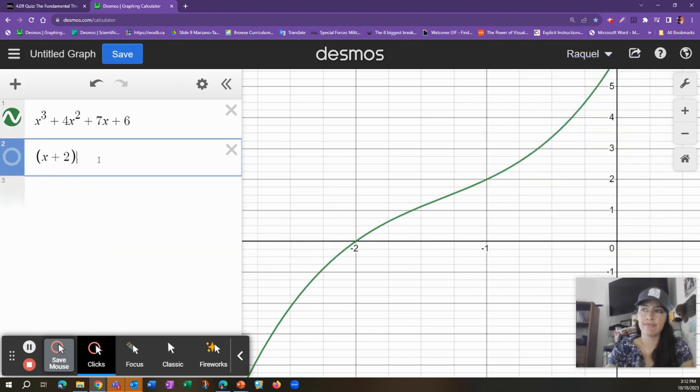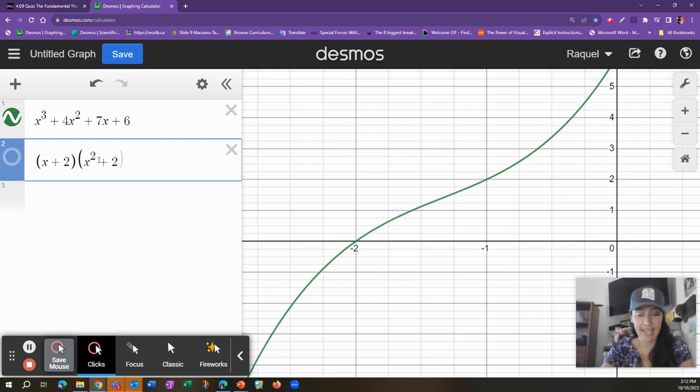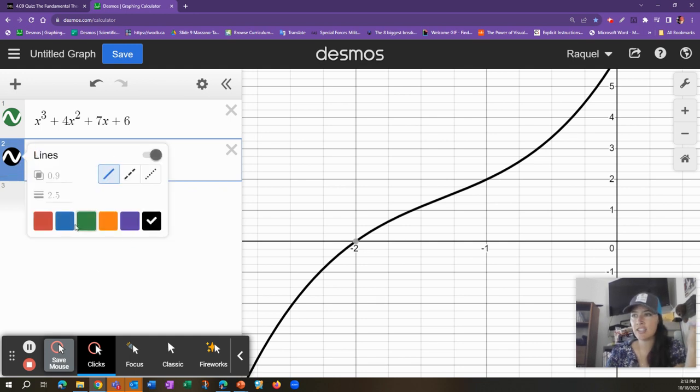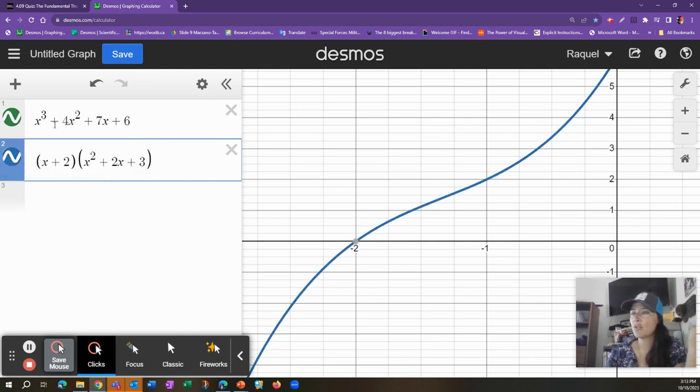Please remember that. X squared, right, plus 2x plus 3. Aha! Oh, whoa, let me turn it on. Okay, phew. Let's change this color. Let's change it to blue. Okay, so look, the blue and the green graph are exactly the same.